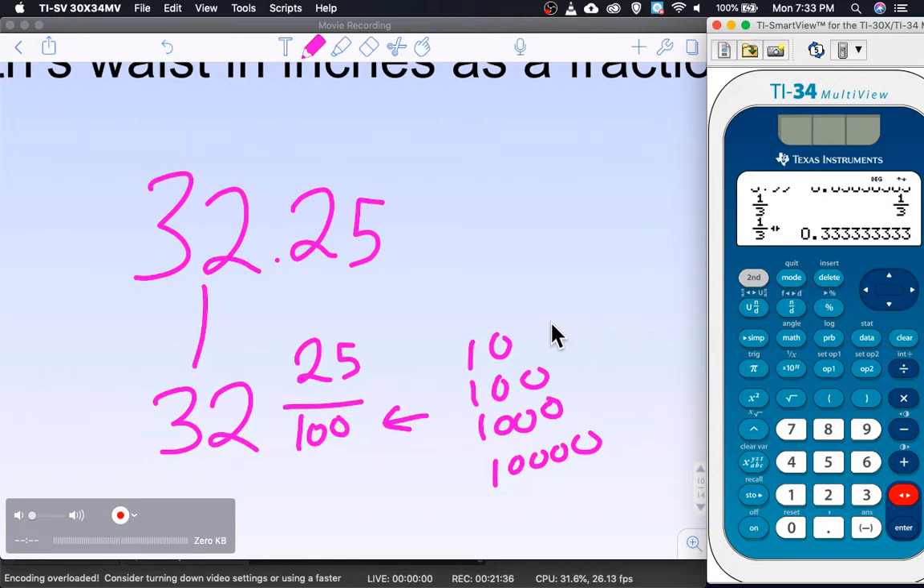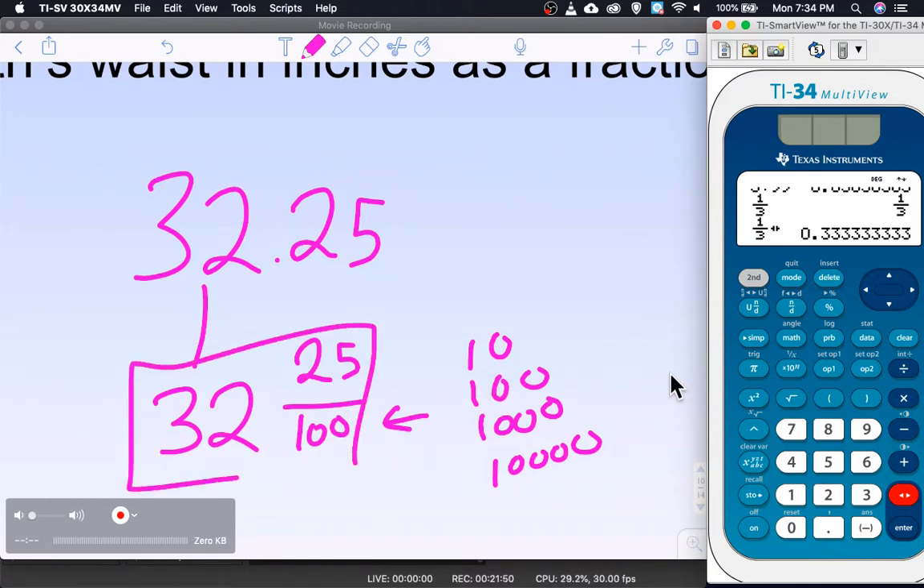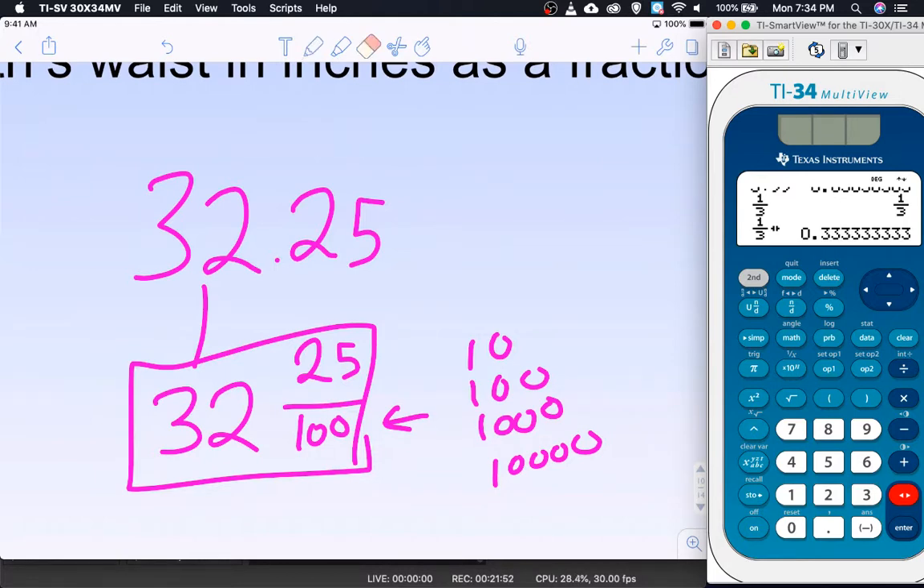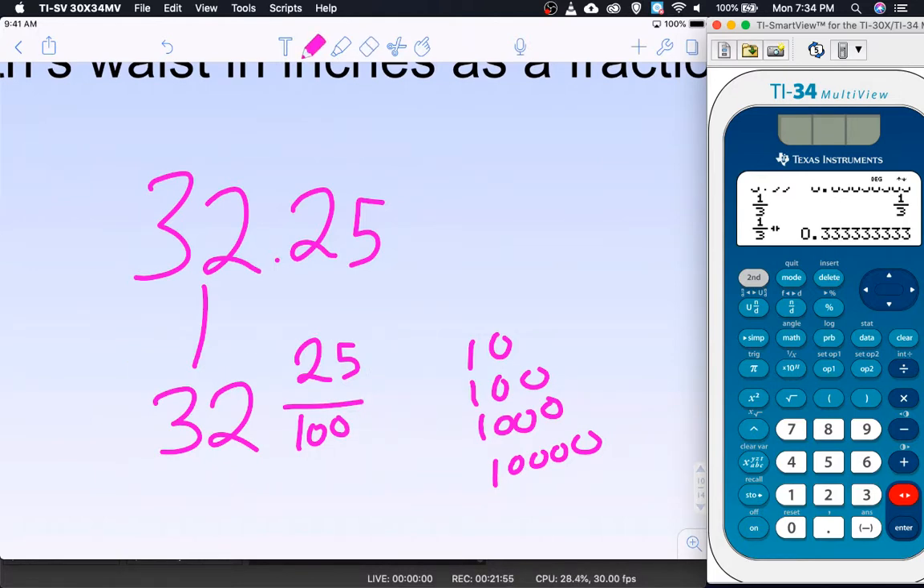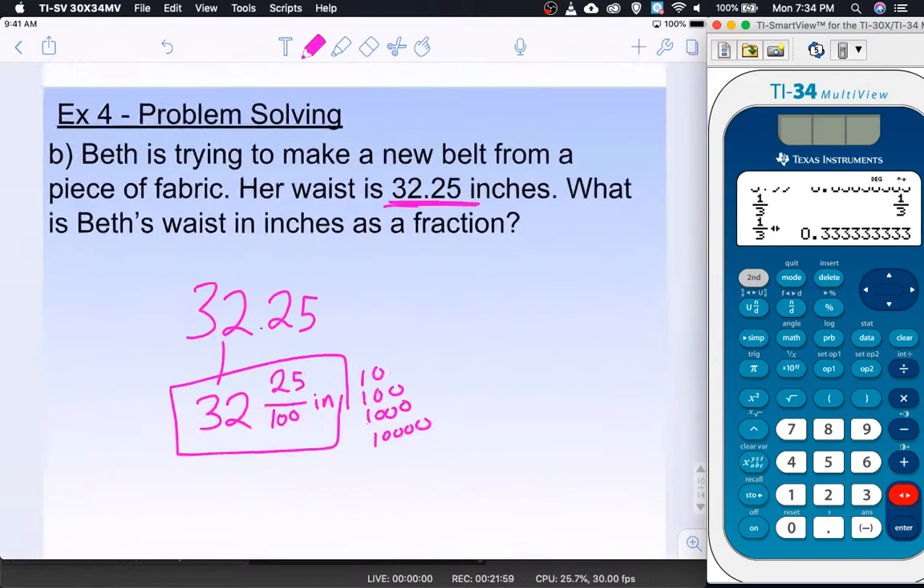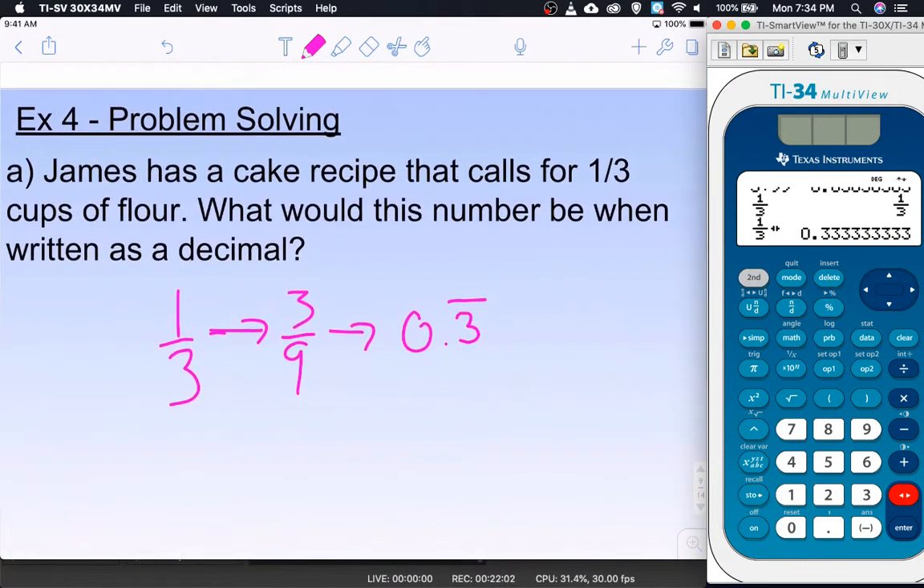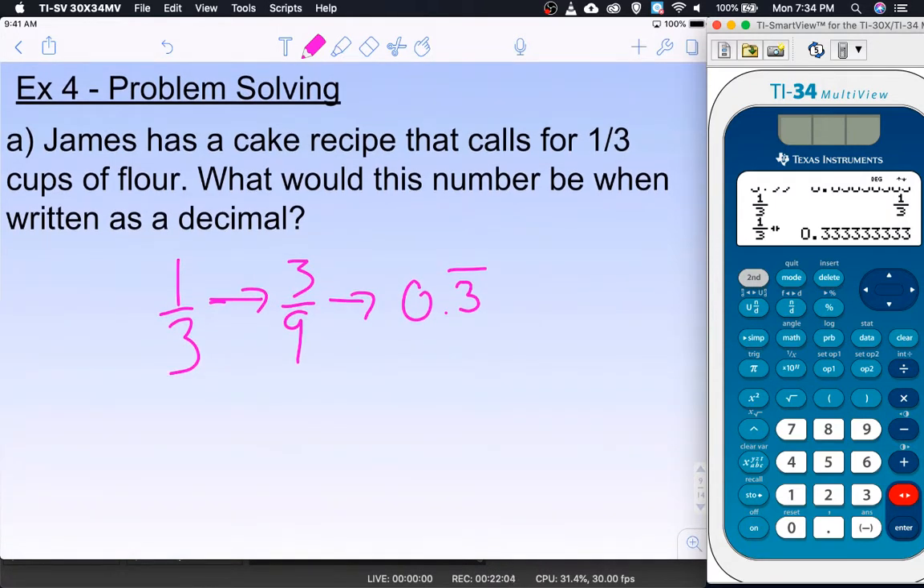100. You also may know that this last digit, this 5, is in the hundredths place, which is another reason why we put in a 100 here. Either way, that's our answer. And technically, I guess I need my unit of inches. Boom. Do I need a unit in the last one? 0.3 cups of flour.